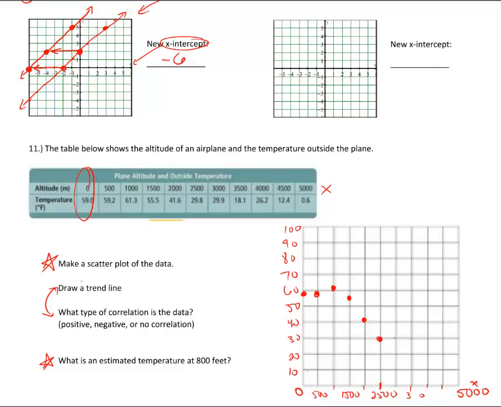Okay, so 3,000, oops, 3,000 is at 30, 3,500 is at 18, 4,000 is at 26. Oh, good, this is tedious. I love tedious things. Let's say 4,500 is 12, and 5,000 is way down there. So, there's a scatter plot. You draw a trend line, goes through the middle of the points. You tell me if it's positive, negative, or no correlation.